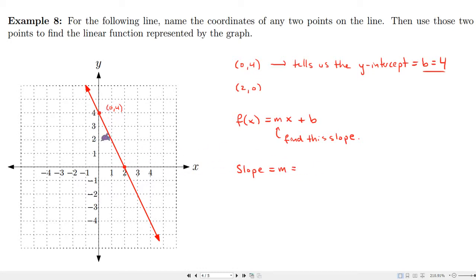Now you could actually figure out the slope graphically. We see that the rise is actually -4 and the run is positive 2. But let's see if that calculation matches up with our chosen points here. So if we do 4 minus 0 over 0 minus 2, then we get 4 over -2, which is the same as -4 over 2. And so then this is just -2.